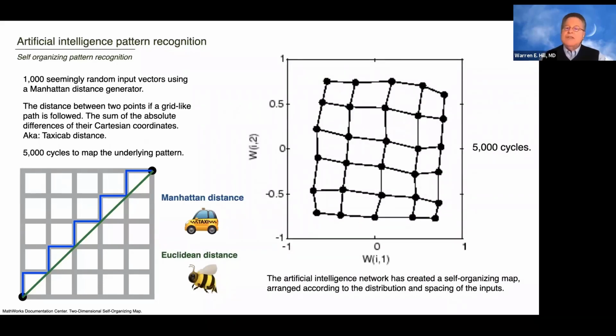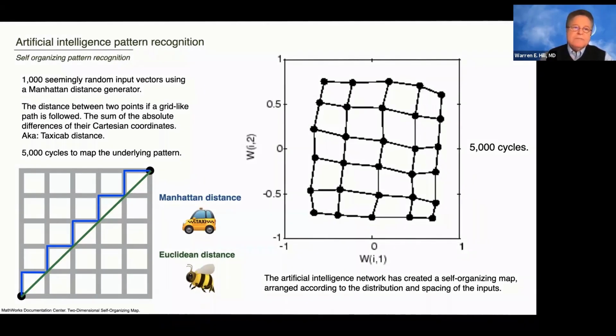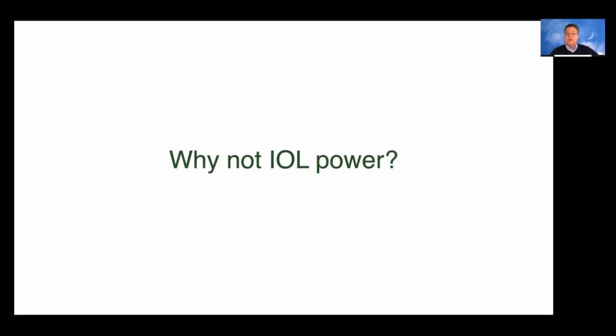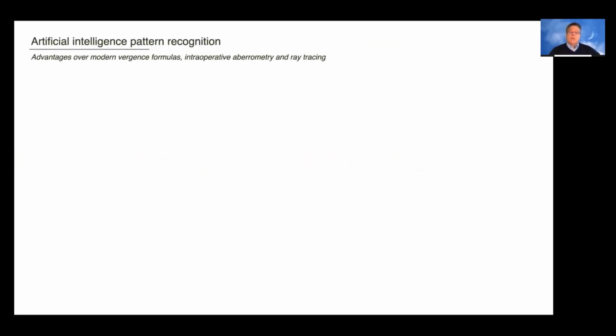And by the time we get to 5,000 cycles, we've actually uncovered the underlying pattern of all these little dots inside the box. So think of the enormous power of this technology to recognize patterns and relationships that normally would be invisible to just the casual observer. So why not IOL power? Well, using pattern recognition for artificial intelligence has some amazing advantages.